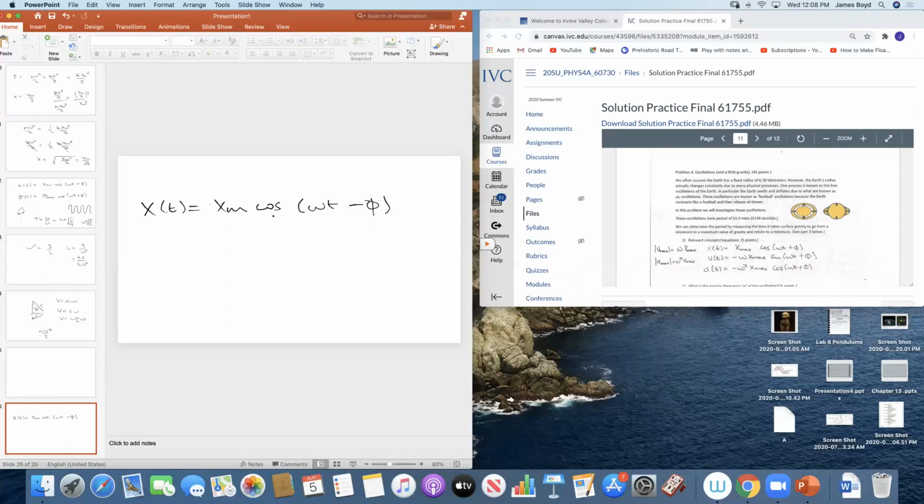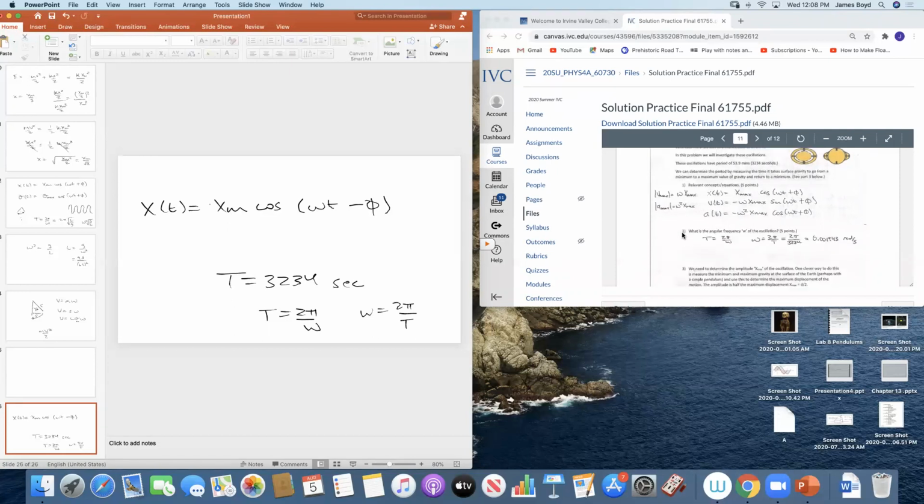So in these processes, we're told that this oscillation has a period of 3234 seconds. What does this tell you? This gives you omega, right? This gives you omega because omega is 2 pi over this T. So we now have omega. We can determine the period by measuring the time it takes, and so on.